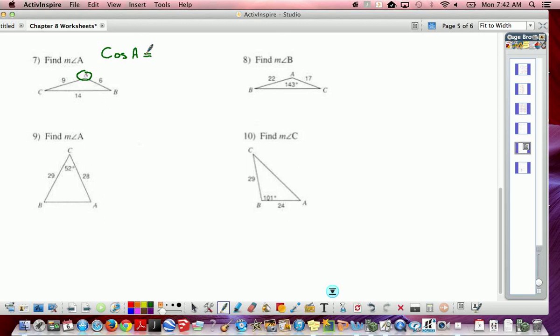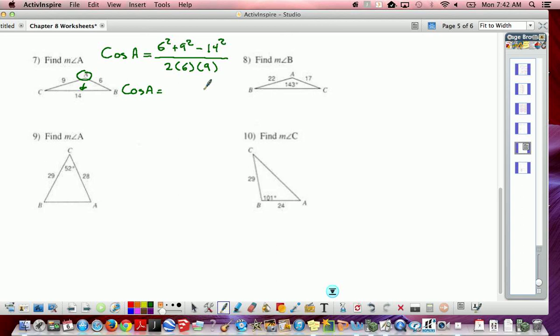You square the two sides that make up the angle. So 6 squared plus 9 squared, then you subtract the side across from the angle, minus 14 squared, divided by 2 times the two sides that make up the angle. Now, when I do this on my calculator, the most important thing is to do it step by step and not all at once.